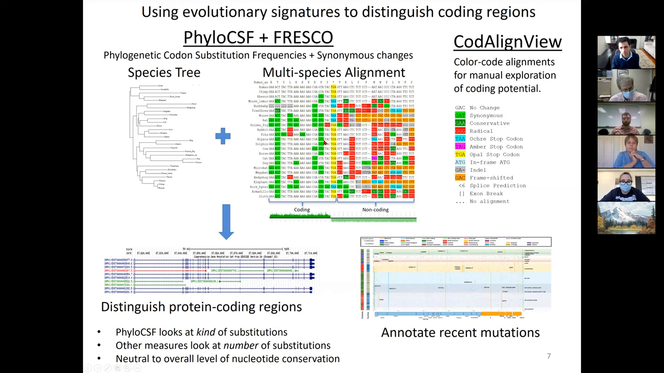So putting these two sets of signatures together, we can now get a single signal that tells us whether something's coding or non-coding across the entire genome. And that's what we're now going to use in the SARS-CoV-2 genome using a large number of closely related species.